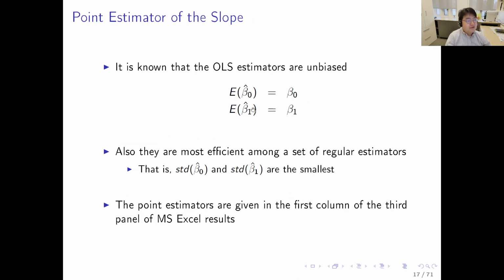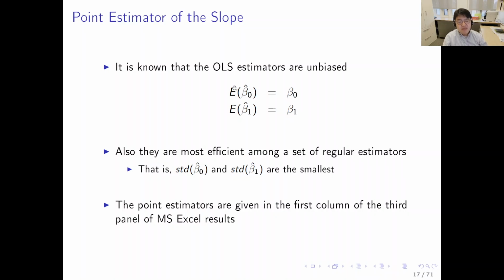Okay, first, let's focus only on beta 1. Say I am interested in beta 0 and beta 1, like the marginal cost or the fixed cost, right? Then you have to look at the estimators for beta 0 and beta 1. That's your interest. You just need to know beta 0 and beta 1.